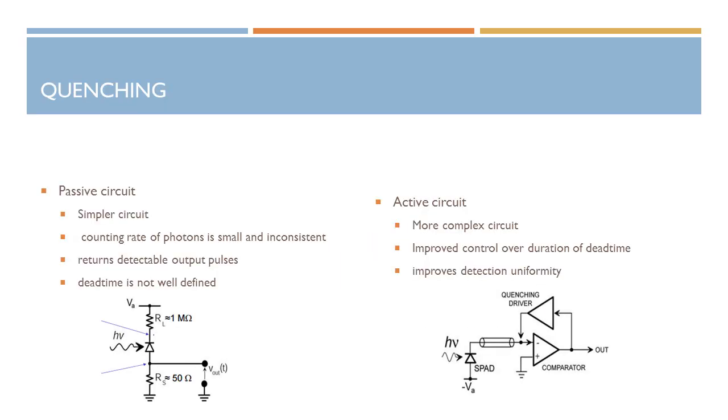So now that we've talked about how quenching affects the device, let's talk about the different kinds of quenching. First, there is passive quenching. Passive quenching has a simpler circuit. It has a lower counting rate of photons than active quenching, but it is sufficient for returning a detectable output. However, it is inconsistent at counting photons, so we often see varying magnitude of peaks in our output, as well as variations in the duration of the dead time between detections. Active quenching is a more complex circuit, but it improves the consistency of the duration of the dead time and the uniformity of the photons counted.